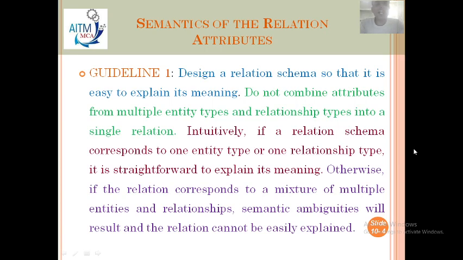Do not combine the attributes of multiple entity types and relationship types into a single relation. Yes, this is very important. We have seen, first it should be designed in such a way that its meaning can be easily explained. Next thing is, do not combine the attributes of multiple entity types. See here now, I'll combine the employee table and the department table.